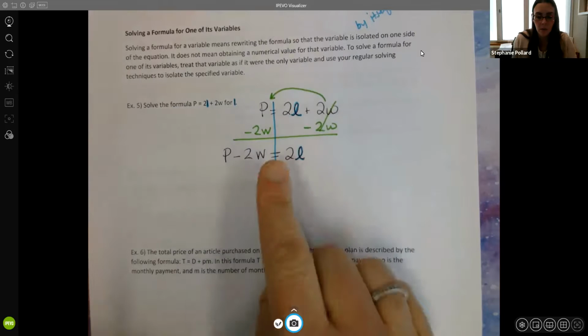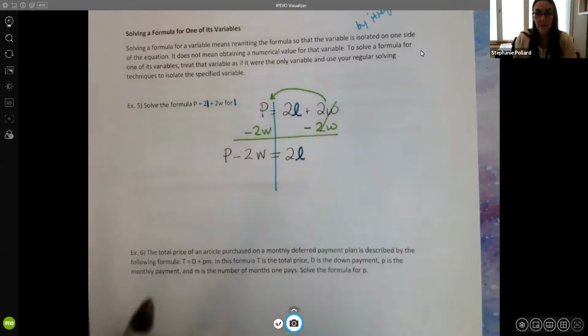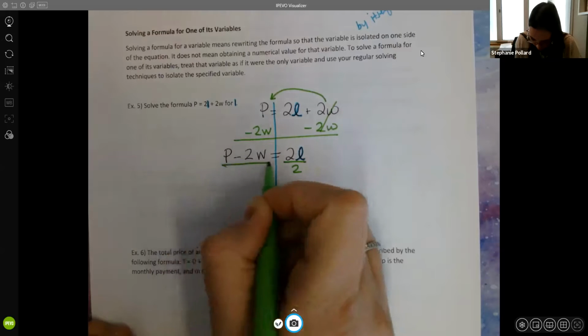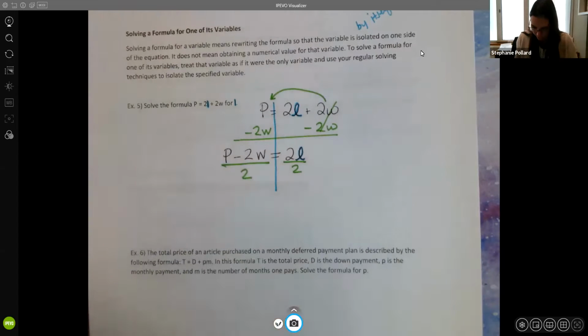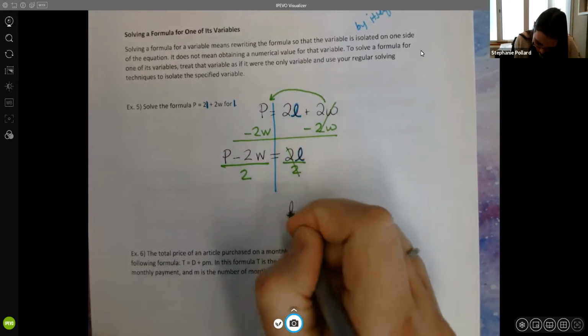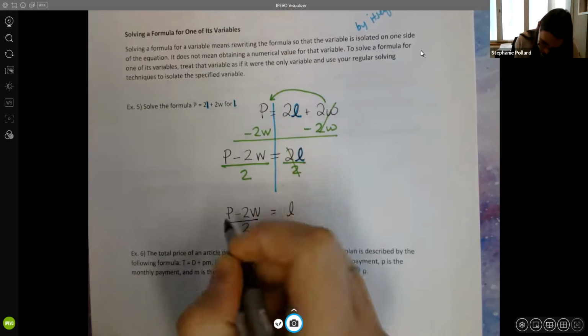And now I have this. So now this side is almost by itself, but I have this 2. So think about it. How do we get rid of a multiply by 2? We divide by 2. So I'm going to do that here. You just want to divide the whole side though. So I have for my answer, L is equal to P minus 2W over 2.